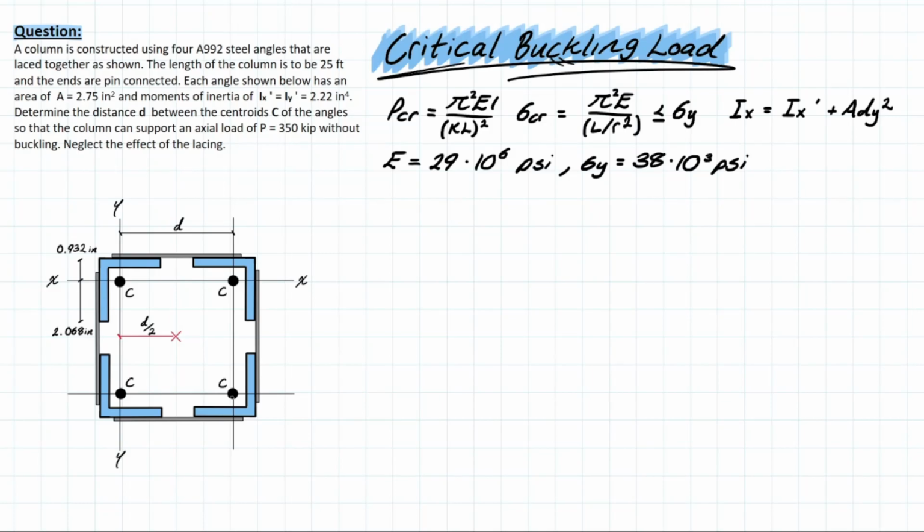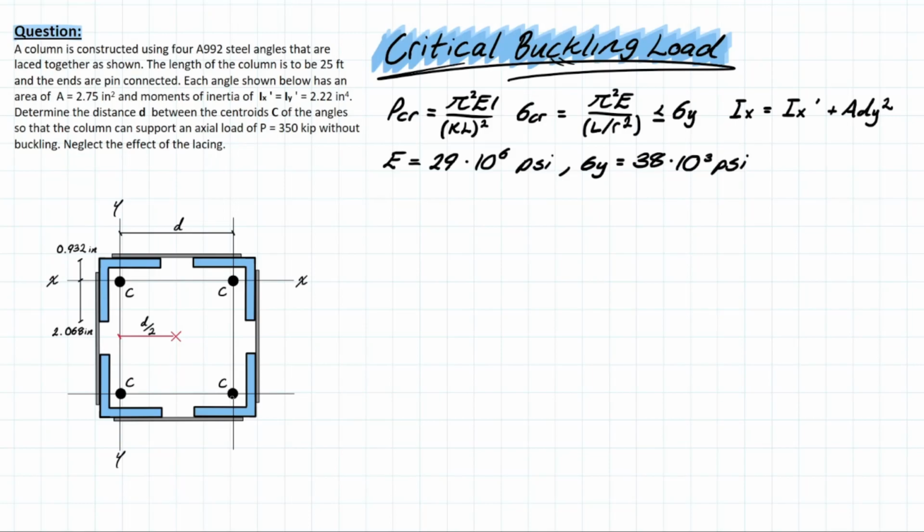It's asking for this distance d. And it's telling us that as you shift these angles, you're going to be creating a larger distance d between respective centroids. And what does that mean? That means that as you increase this d value, you're going to be increasing the total moment of inertia of your column. So what's the takeaway? The takeaway is that there is a specific minimum moment of inertia that will allow a maximum axial load of 350 kip based on this critical buckling load formula right here.